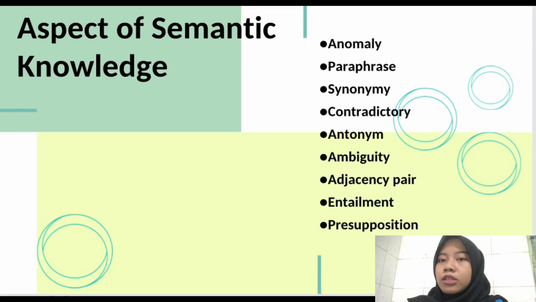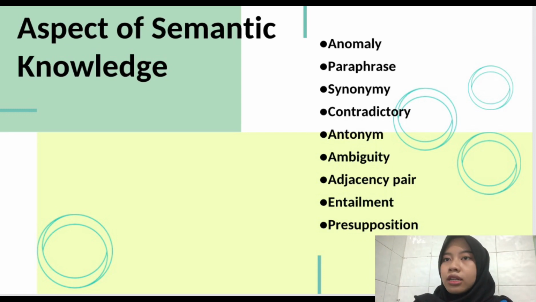Aspects of semantic knowledge. First, anomaly. Speakers know whether something is or is not meaningful in their language. Example, colorless green ideas sleep furiously. Second, paraphrase. Speakers of the language agree as to when two sentences have essentially the same meaning and when they do not. Example, the police chased the burglar.